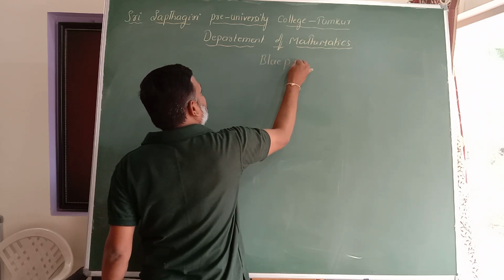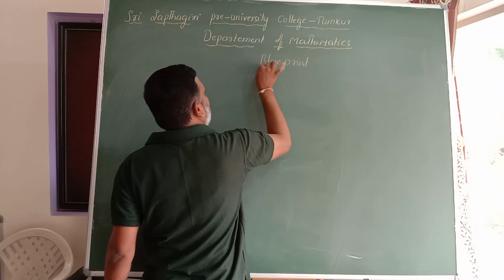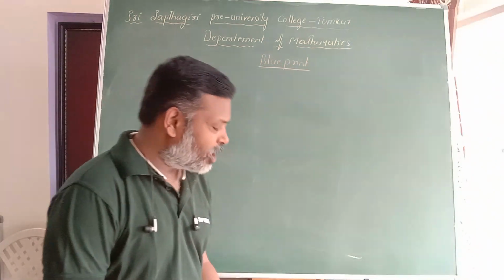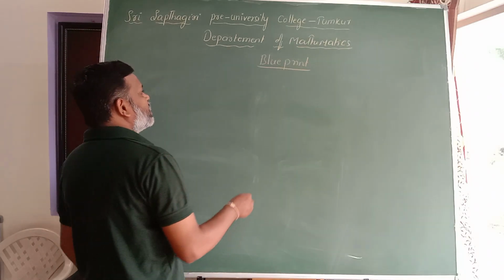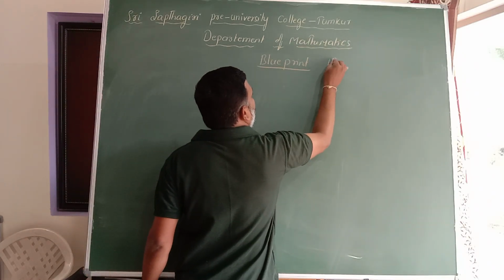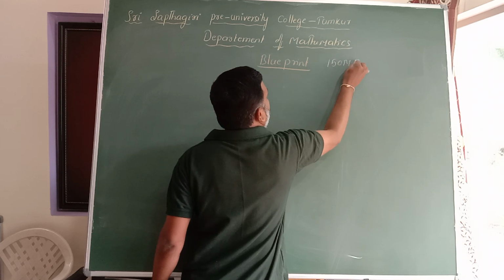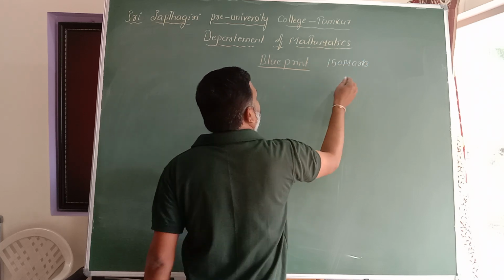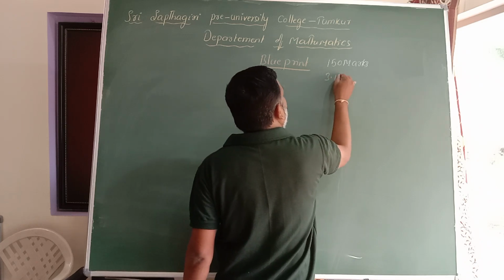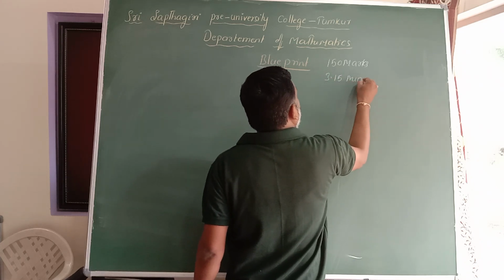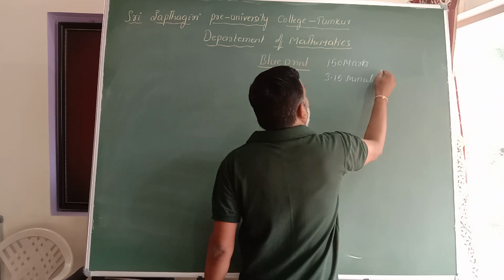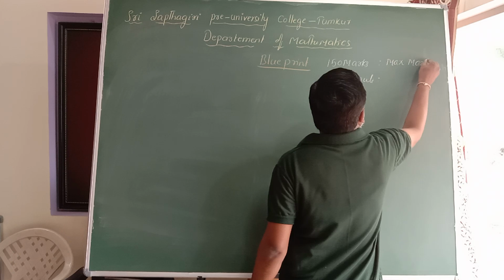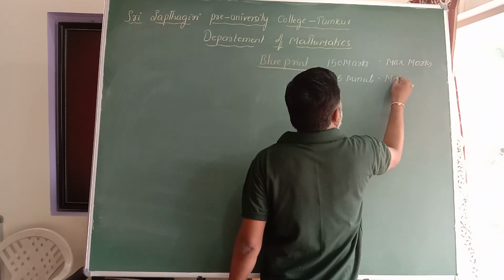Blueprint of your mathematics question paper. So totally, just have a look on this. Your question paper carries 150 marks. The question paper is 150 marks and 3 hours 15 minutes. Maximum marks. Maximum hours.